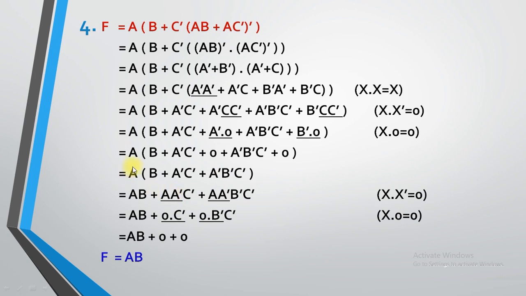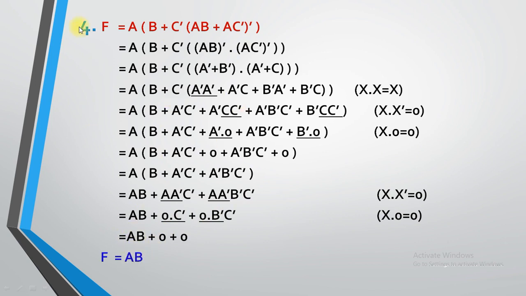Okay. First of all we have applied a with this particular bracket. So ab plus a dash c dash plus a dash b dash c dash. Now see, a into a dash is equal to 0. So I have placed 0 over here, 0 over here. So both terms become 0. Right? So final answer is AB.